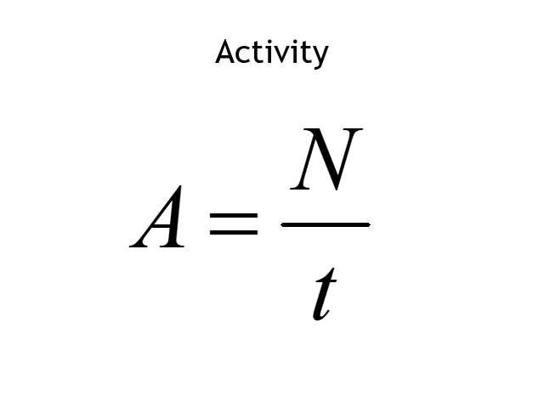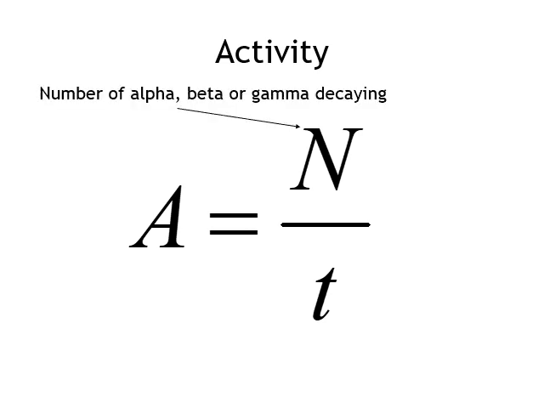So activity has the symbol A, the number of decays N, and t, the little t, is for time. So N being the number of alpha or number of beta or number of gamma, the number of disintegrations or the number of decays, the number being detected by the Geiger-Müller tube and counter. t is the time measured in seconds, and A is the activity measured in becquerels, Bq for short, capital B, small q.